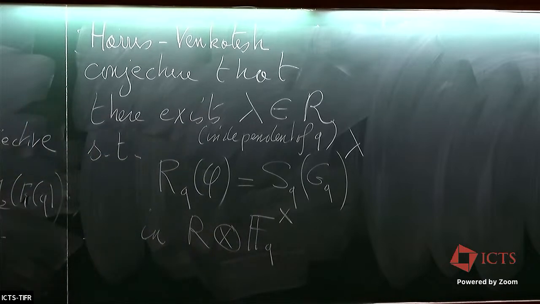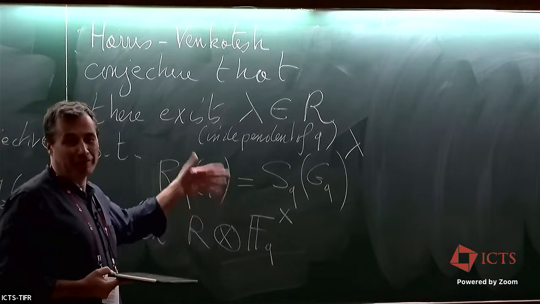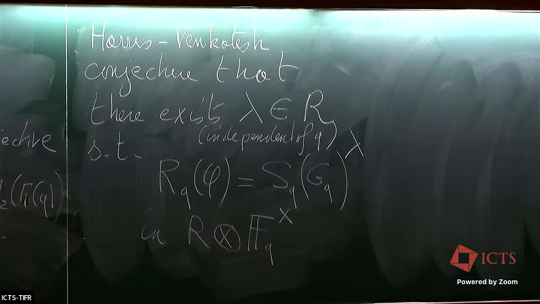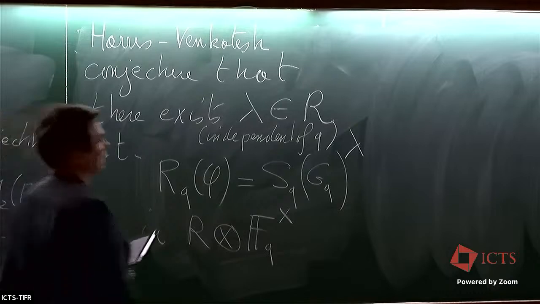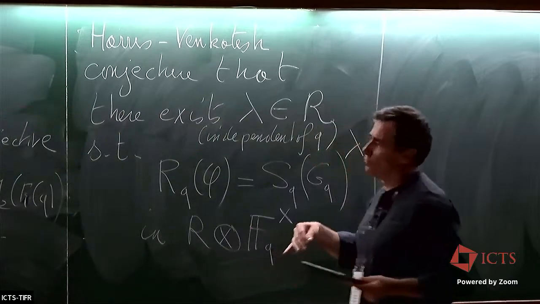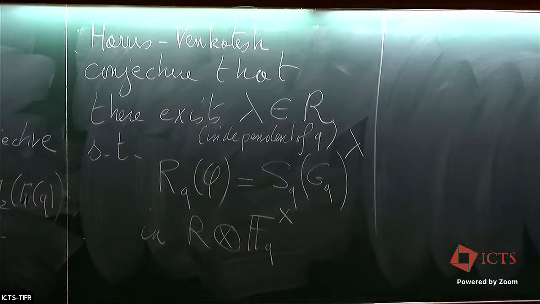So you might ask, what about the 12th root of unity? It doesn't matter, in fact, because you can replace phi by 12 times phi. On the right side, you have something which is completely canonical, but on the left hand side, it's something which is defined only up to a scalar. So a possible improvement of the conjecture would be actually a real equality. One could imagine that.